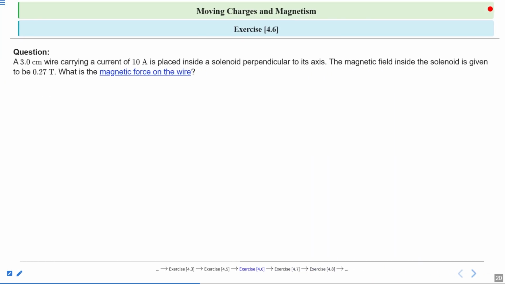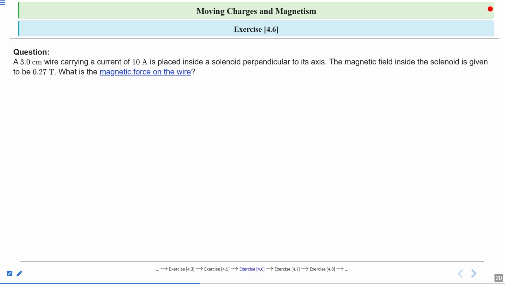Next question, exercise 4.6. A 3 centimeter wire carrying a current of 10 ampere is placed inside a solenoid perpendicular to its axis. The magnetic field inside the solenoid is given to be 0.27 Tesla. What is the magnetic force on the wire? Okay, so we have to find the magnetic force.